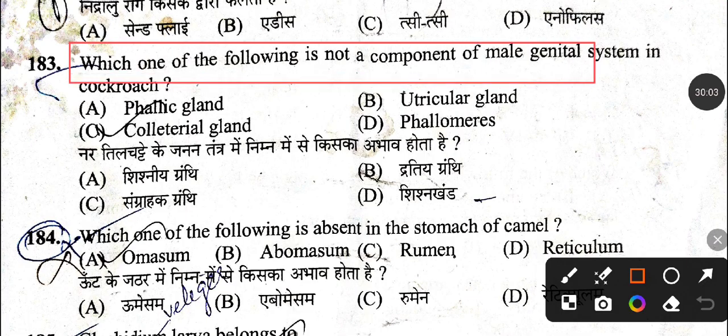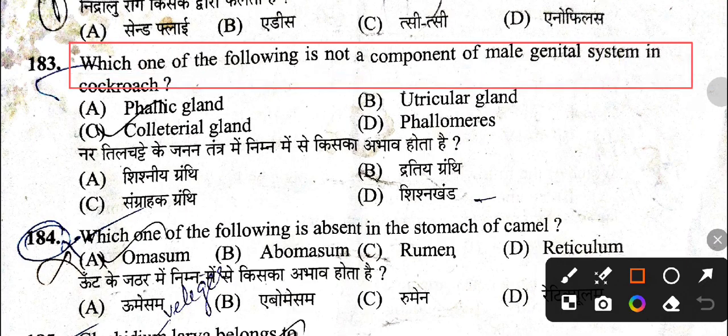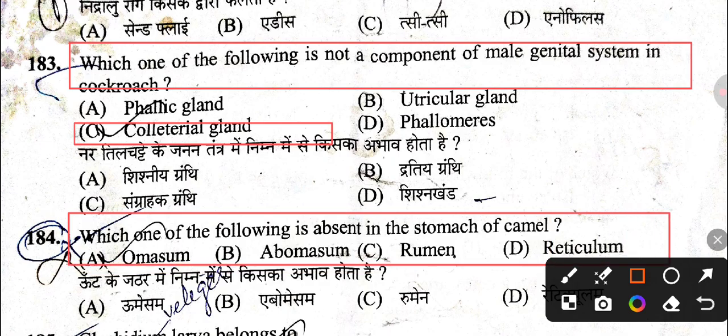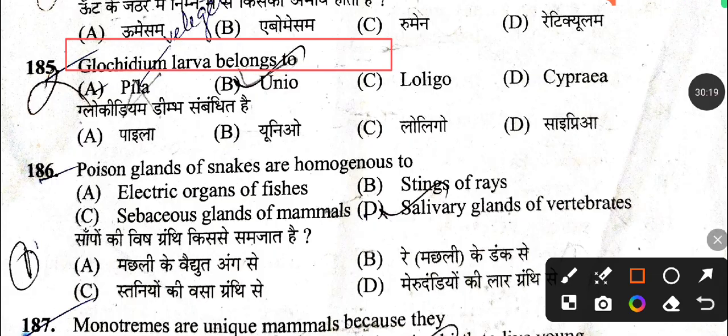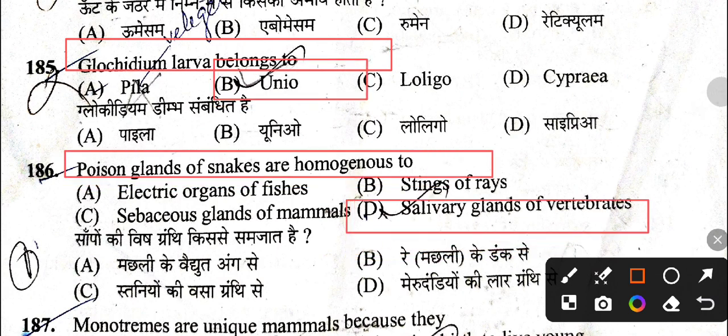Which one of the following is not a component of the male genital system in cockroach? It is the collaterial gland, it is found in female. Which one of the following is absent in the stomach of camel? It is omasum. Option A is the right answer. Glochidium larva belongs to Unio. Poison gland of snake is homologous to the salivary gland of vertebrates. Monotremes are unique mammals because they lay eggs.